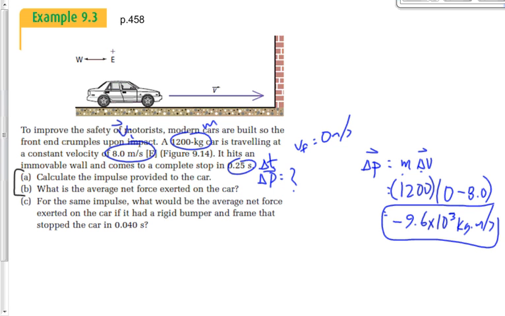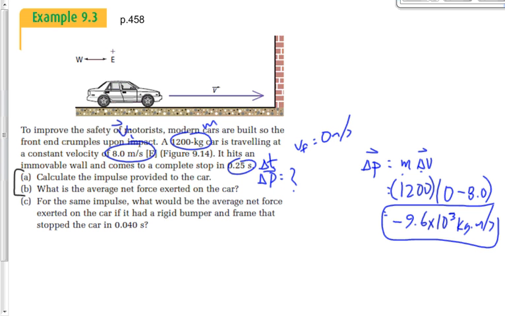Hey, quick question here. We got a negative value. What does that mean? What's the implication of the negative here? You can think of it in one of two ways. Simon? Well, it's traveling to the east, so the impulse is to the west. Okay, it's moving to the east, but the impulse would be to the west. Or the other way you can think of it, Devin, it's a loss of momentum. You're moving to the east, you lose momentum as you're moving to the east.